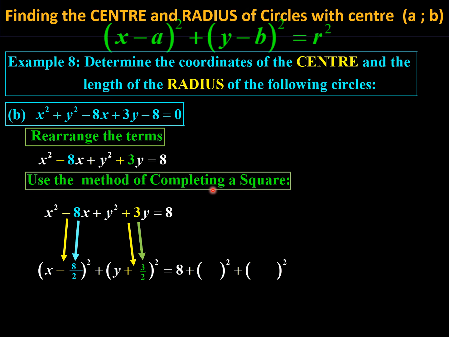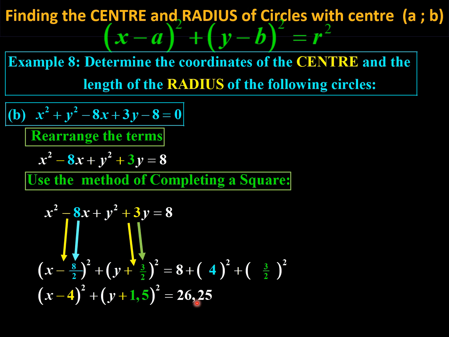We want to complete, so we have to add on both sides. I have to add 4 squared. I have to add 3 over 2 squared, or 1,5. 8 over 2 is a 4. 3 over 2, maybe it's easier to write it in decimal form, 1,5. This you can calculate, and we end up with 26,25.